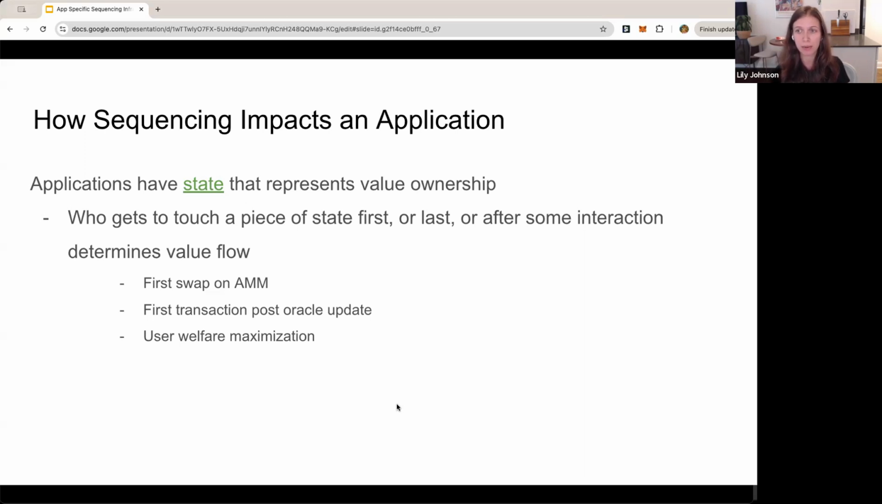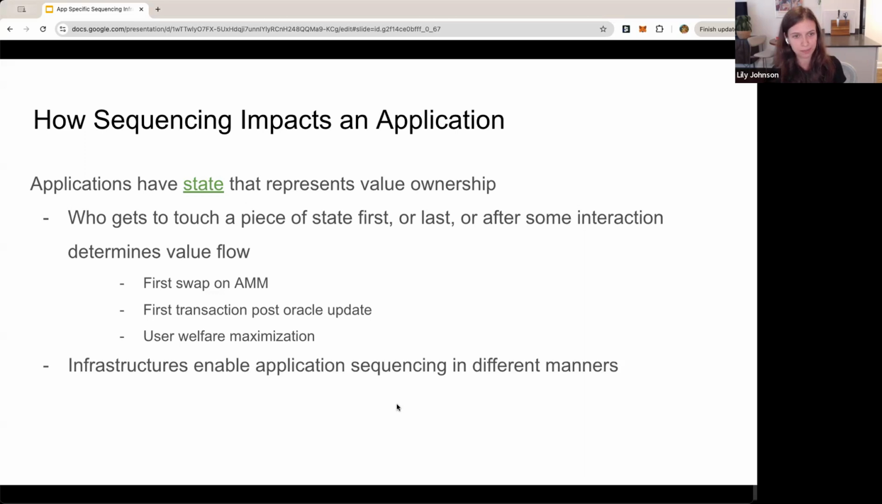For example, for a borrowing application, if they sequence liquidity adds before liquidations, that could be a way for that application to maximize the welfare for the borrowers instead of maximizing the welfare for the liquidators. So it's just a way that applications can define how they would like value to flow through their application. And we're going to be looking at different infrastructures today and noticing that different infrastructures enable application-specific sequencing in different manners.